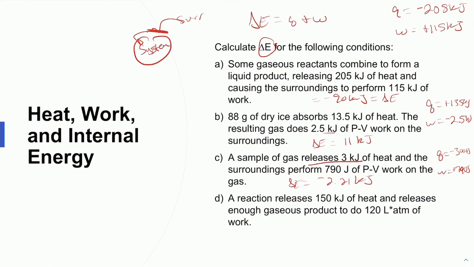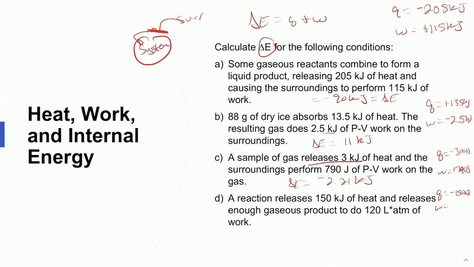Letter D says a reaction releases 150 kilojoules of heat and releases enough gaseous product to do 120 liter atmospheres of work. Okay, so now we're in liter atmospheres. We have to make sure that they're in joules so that we get the right unit of value at the end. So in this case, releases 150 kilojoules of heat. So that's going to be a negative 150 kilojoules, right? We're releasing that heat out into the surroundings and releases enough gaseous product to do 120 liter atmospheres of work. So not only are we releasing heat, but we are losing that to the surroundings.